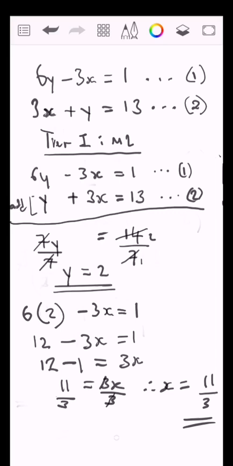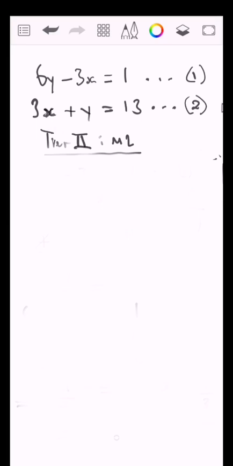This is how the method of elimination is applied. We do not eliminate for both x and y, we just eliminate for either. Then we end with substitution. But now let us introduce the second tier of the method of elimination. For the second tier of method number 2, which is elimination, we are going to eliminate y so that we find x. Remember, we have already eliminated x and we found out that y is equal to 2. We now need to eliminate y so that we find out what x is going to be equal to.